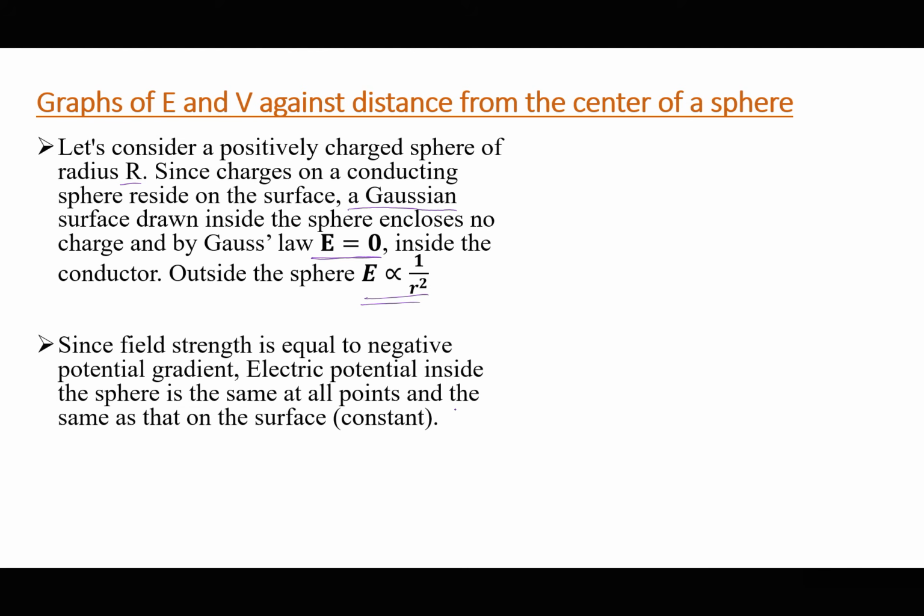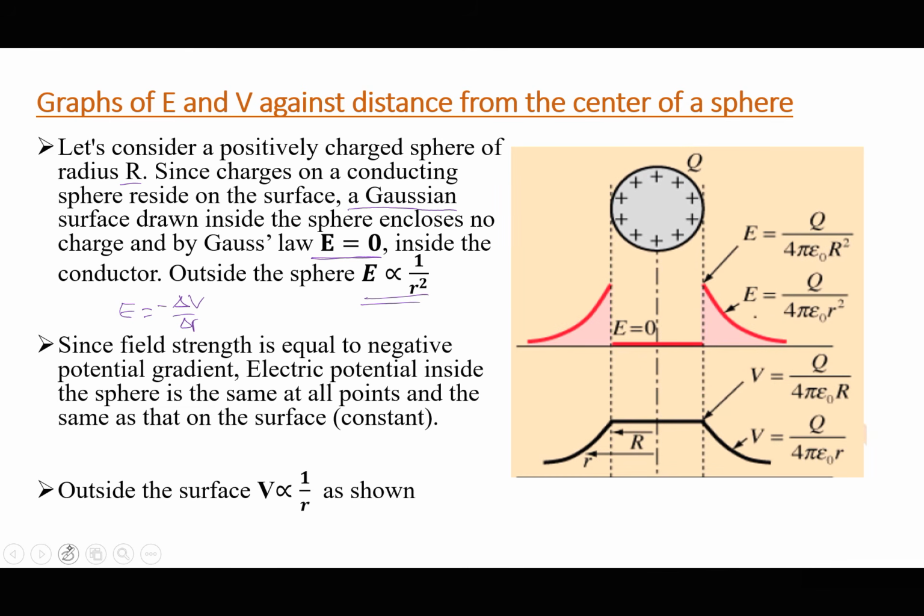We have established that E is equal to the negative potential gradient. A mathematician knows that when E is zero and yet E is the derivative of V, it means that V was actually constant. But of course, we have also noted that V varies as the inverse separation as you move out from the surface. So this is what we can generate when we try to sketch a graph.